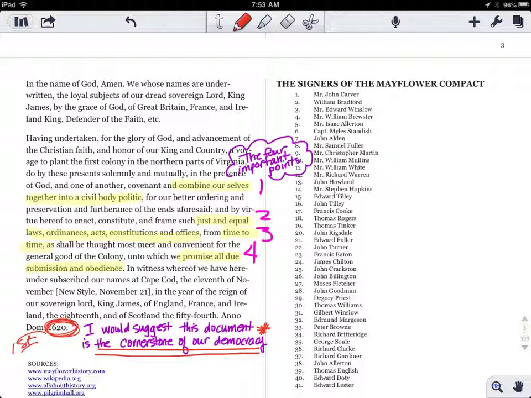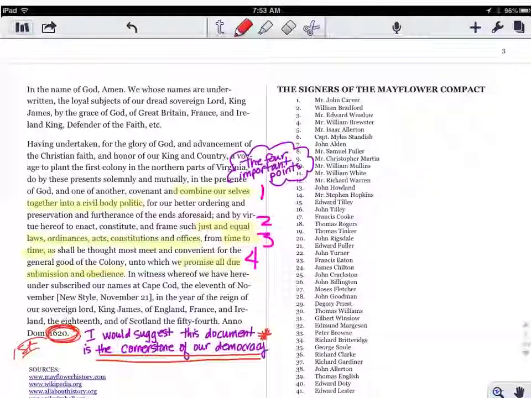And so I've highlighted for you the 4 important aspects to this: that they wanted to combine themselves into a civil body politic, and that they wanted just and equal laws, that they were going to determine from time to time that these laws were necessary, and that they would promise all due submission and obedience. Those are the 4 most important aspects to this document. So you should make sure that you know those.